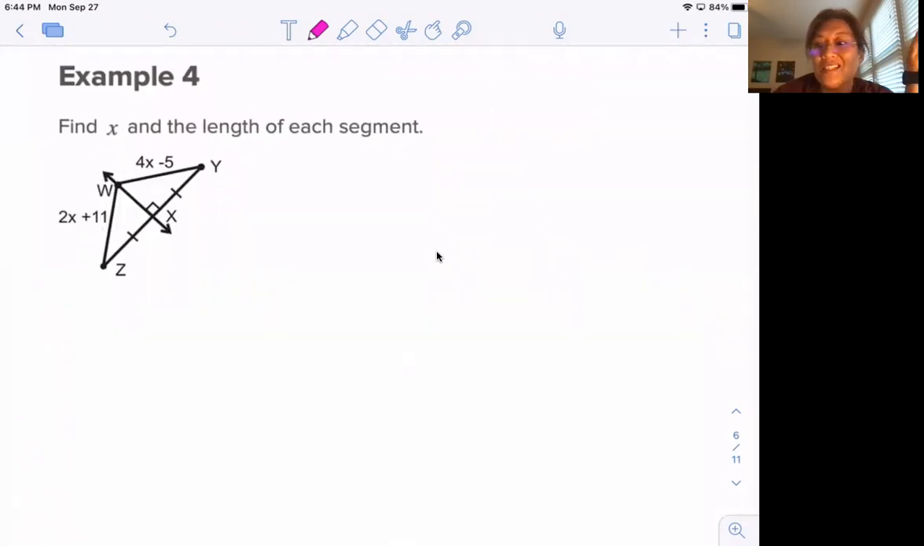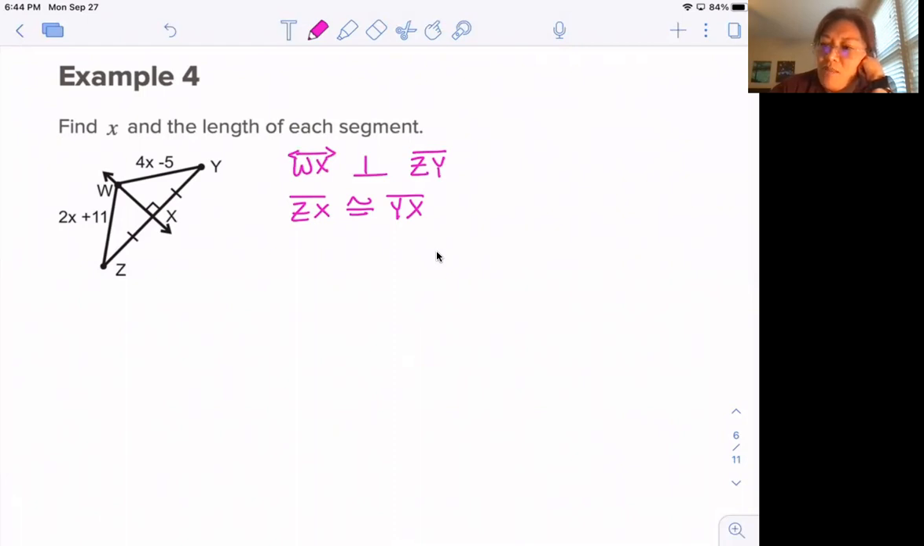All right, find the X and the length of each segment. What is WX? WX, there's your segment, is a perpendicular, and actually WX is a line, so we should put those line symbols. That's the name. WX is perpendicular to ZY. ZX is congruent to YX. So that way I know X is at the bisector. It's at the midpoint. So that means 2X plus 11 has to equal 4X minus 5.